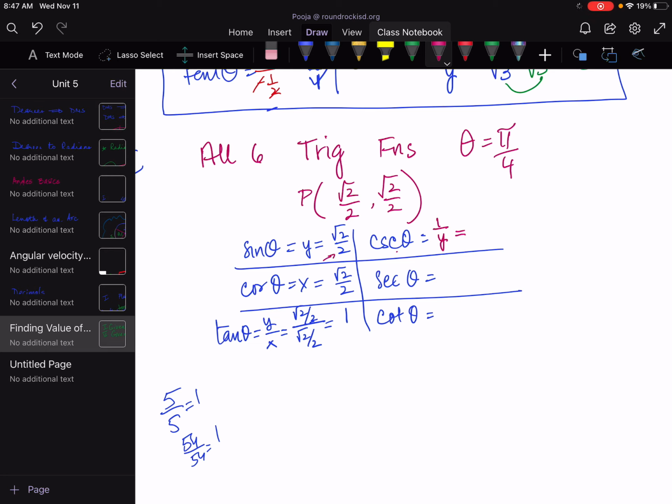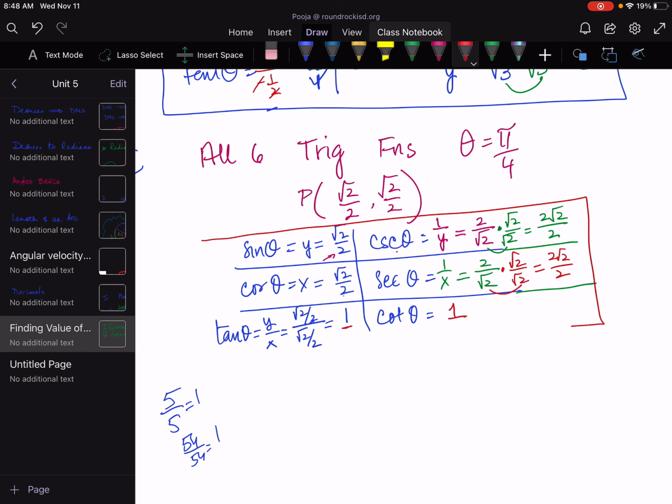Now you can go ahead and find the reciprocal of that, flip it over, so that's that, except now I have a radical in the denominator, so I'm going to quickly take care of that. Root 2 times root 2 is simply 2. Secant is 1 over x, or you can flip cosine theta, that's 2 over root 2, and little same issue, but I can quickly take care of it. Root 2 times root 2 is 2, and cotangent is flipping over 1, which we all know, reciprocal of 1 is 1.